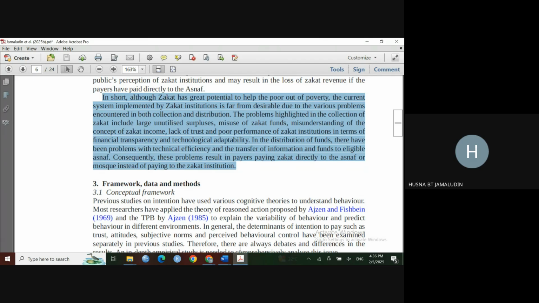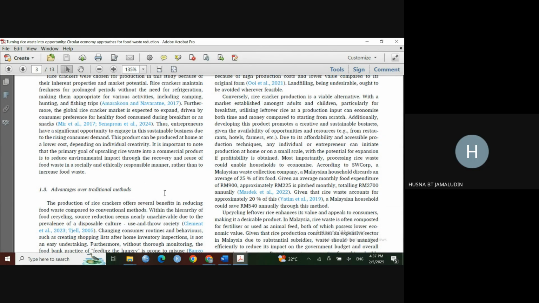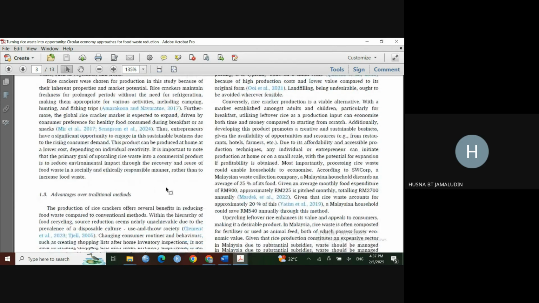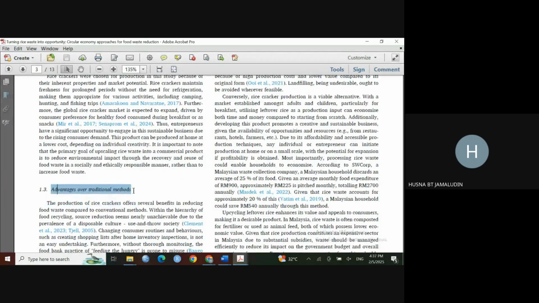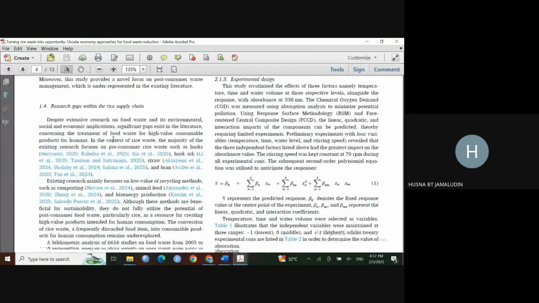This is about zakat. Okay, let me show about the rice waste just now. Let's see the gap in the literature, right? Advantage of a traditional method. This is the significance of the study. Let's see the gap. Okay, somehow here I wrote down, research gap within the rice supply chain.